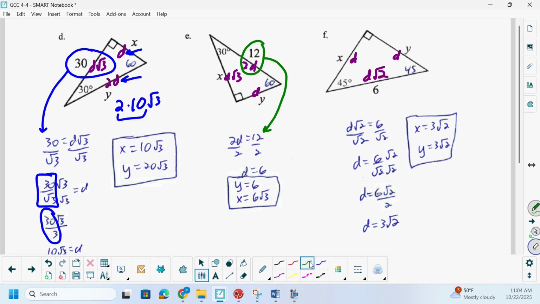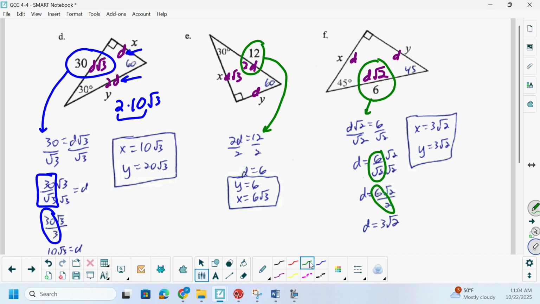Step 2, set up an equation with the one that has a number for the side. So 6 equals D square root of 2. We'll divide both sides by square root of 2. That gives us 6 over square root of 2. We want the square root out of the bottom, so we'll multiply numerator and denominator by square root of 2. That gives us 6 square root of 2 over 2.